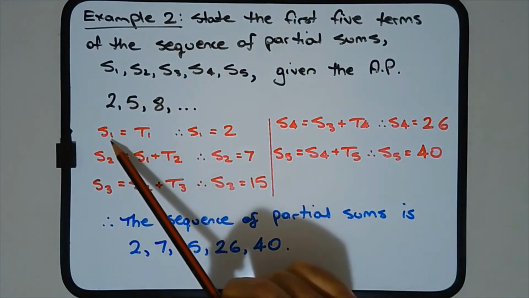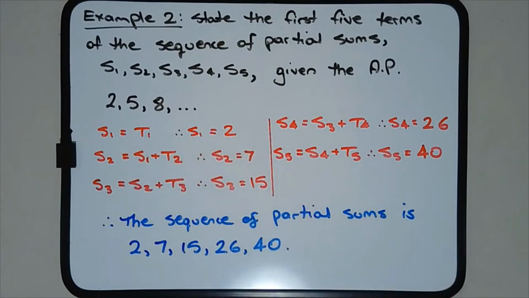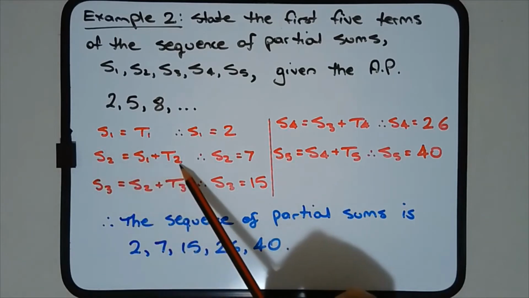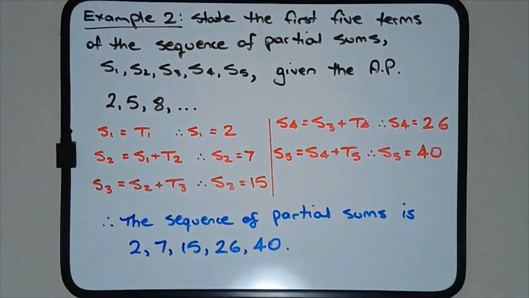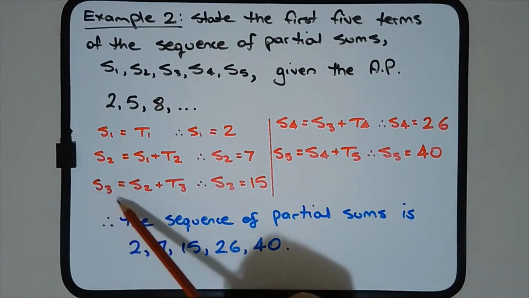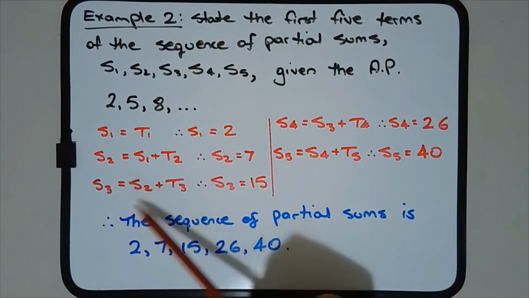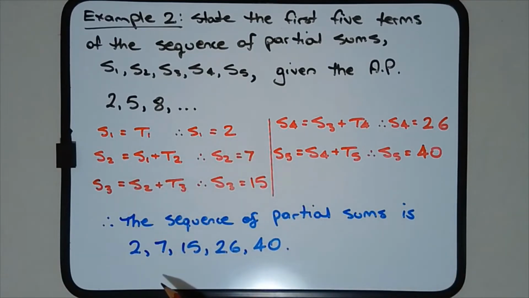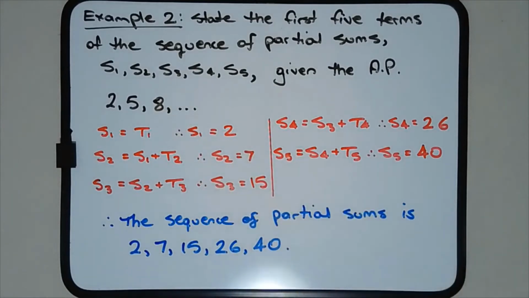Now S1 is just equal to T1. So therefore S1 is equal to 2. It's just the sum of one term. S2 can be found either by S1 plus T2 or just T1 plus T2, so the sum of the first 2 terms. Therefore S2 is equal to 7. Now S3, the sum of the first 3 terms, can be found by taking S2, which has already been determined, and then adding on the third term. So 7 plus 8 equals 15. Therefore S3 equals 15.